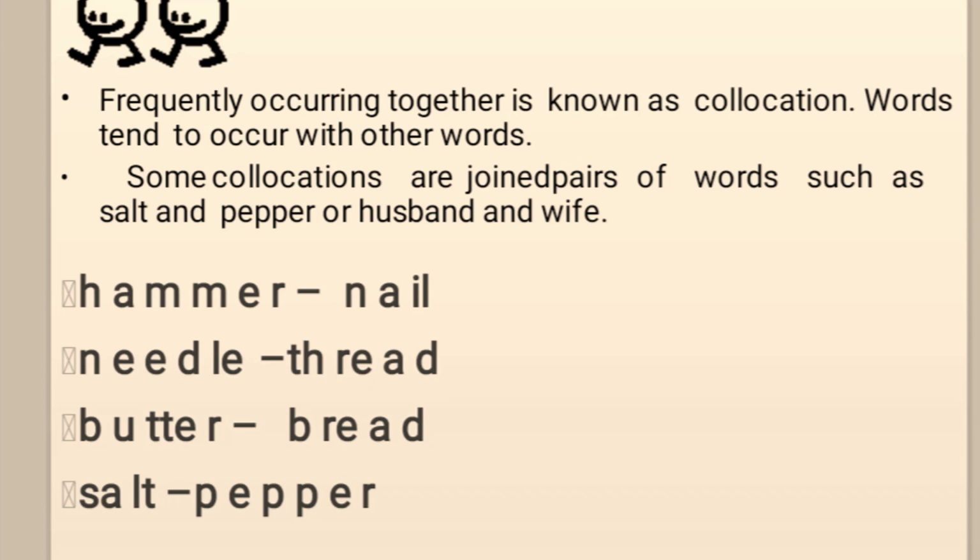Sometimes when we utter a single word, automatically without thinking the next word comes in our mind. In Urdu language, if I say roti, automatically the next word salan, dal, next word dalia, namak, next word mirch. So these are habitual association of words. Words habitually come together. This is called collocation. Here: hammer, nail, needle, thread, butter, bread, butter, salt, pepper.